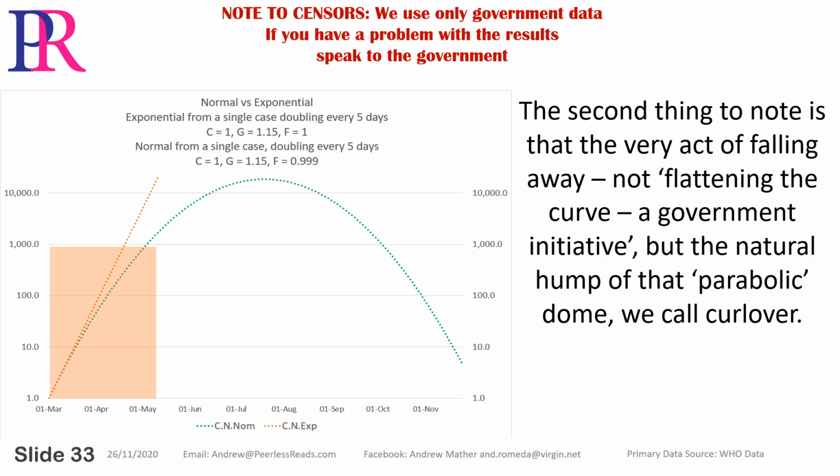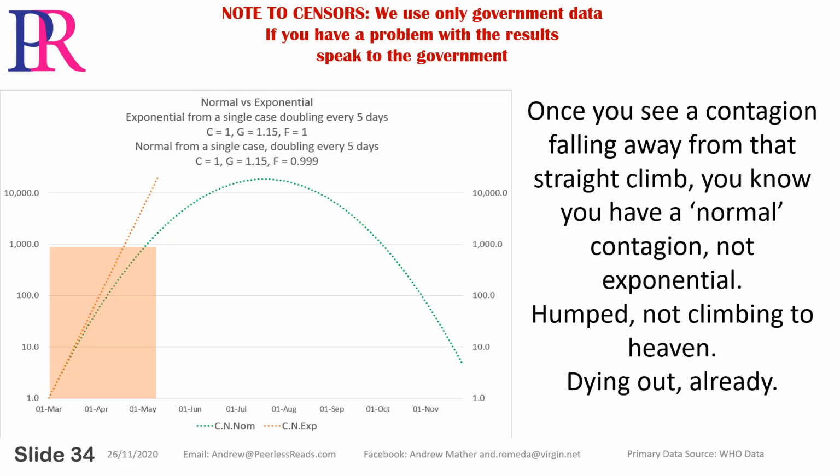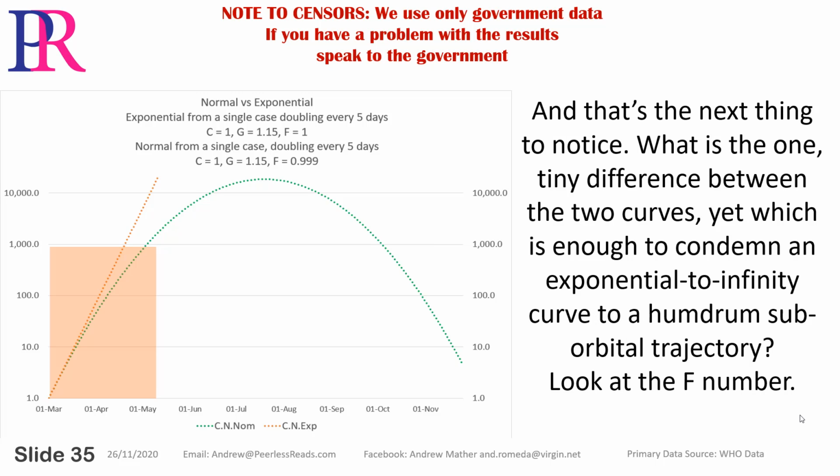The second thing to note is that the very act of falling away, not flattening the curve, a government initiative, but the natural hump of that parabolic dome, we call curl over. Once you see a contagion falling away from that straight climb, you know you have a normal contagion, not exponential. Humped, not climbing to heaven. Dying out already. And that's the next thing to notice. What is the one tiny difference between the two curves, yet which is enough to condemn an exponential to infinity and a normal curve to a humdrum suborbital trajectory? Look at the F number.